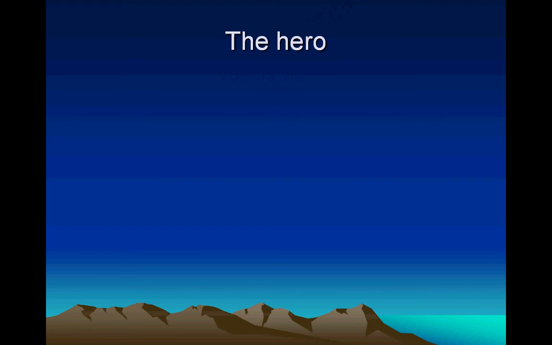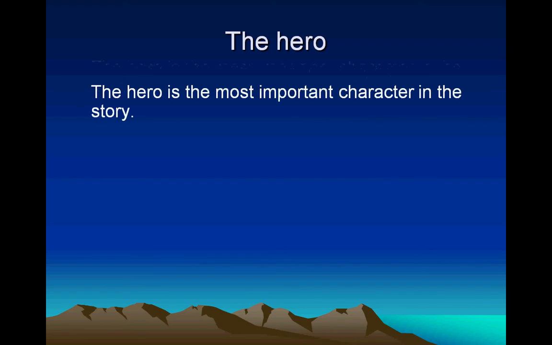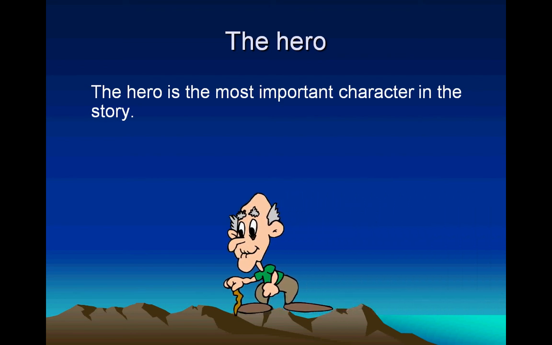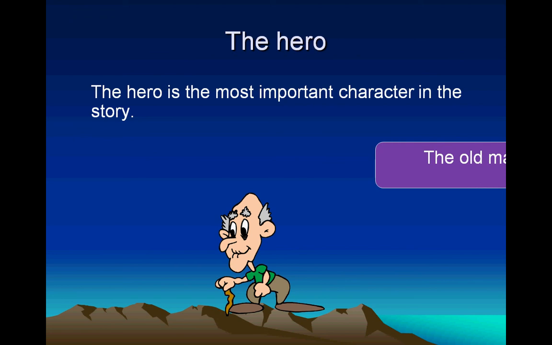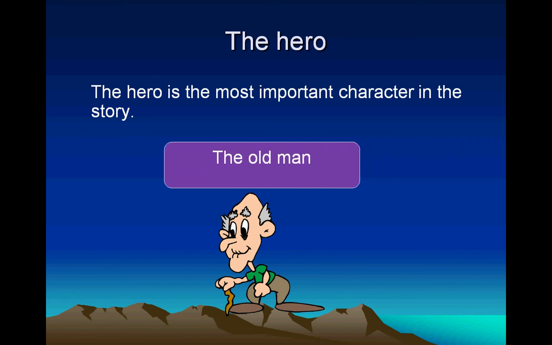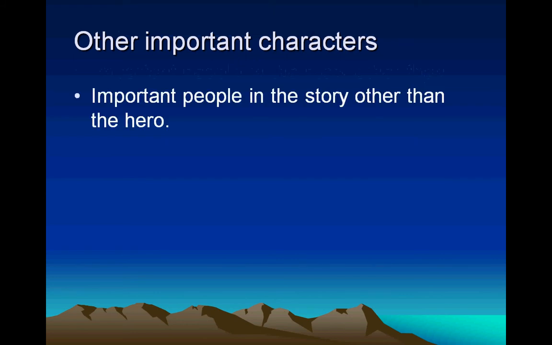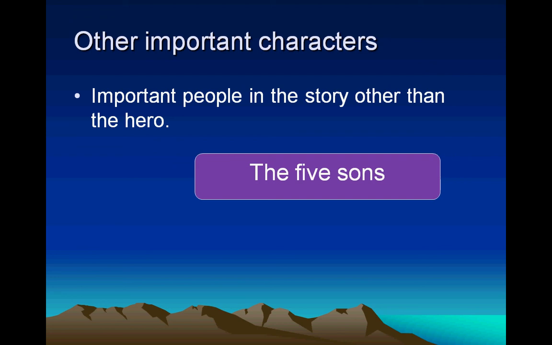Now, who is the hero? The hero of the story. Right? The hero of the story is the most important character in the story. And in our case, the most important character is the old man. Right? The old man, or the old wise man. The other important characters or people in the story other than the hero, the 5 sons. Excellent.